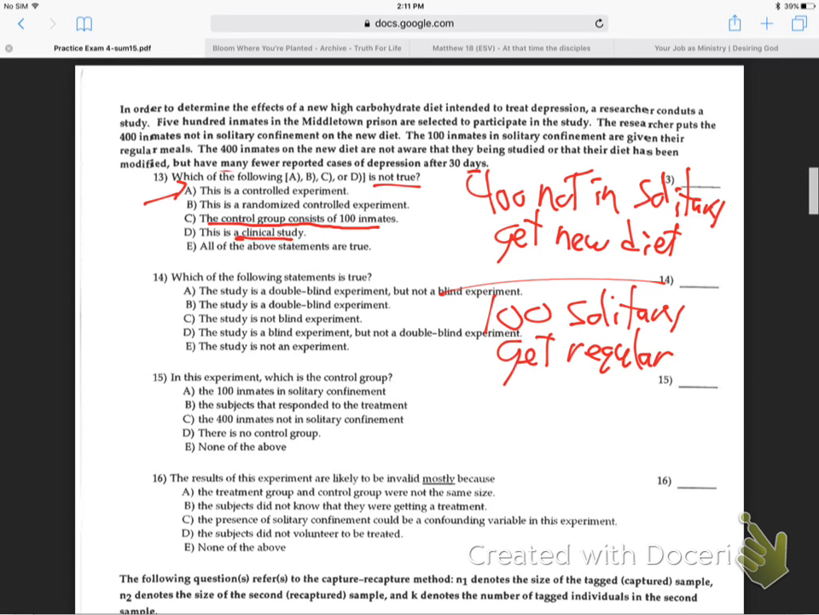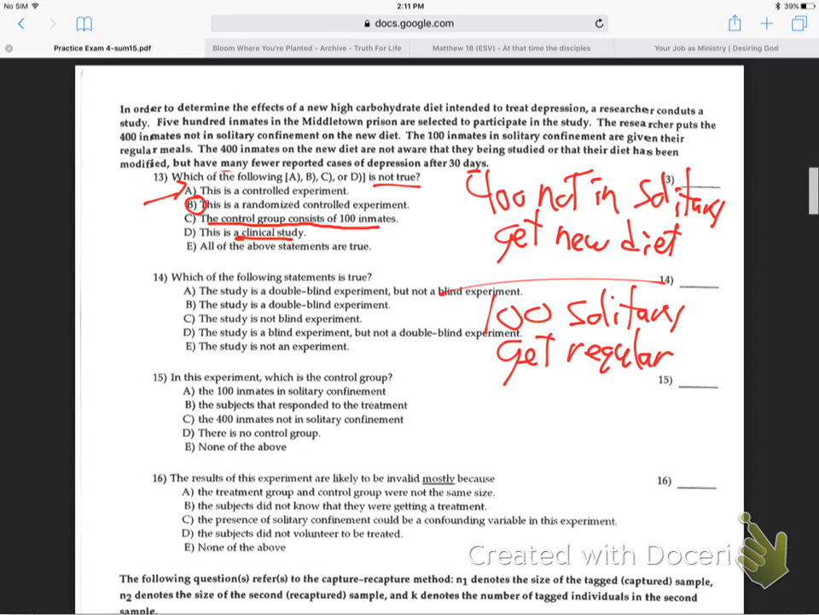Is it randomized? Did they randomize it at all? Is there anything random about it? Did it ever say they grabbed anybody randomly? No. So B is not true. It's not random. They never said it was random. That's kind of tricky, huh? Let's go on to number 14.